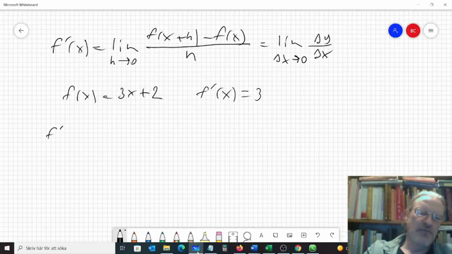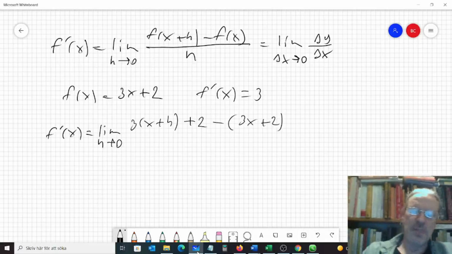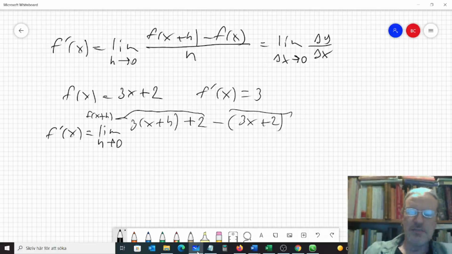So we say that f prime of x equals the limit as h goes to 0 of our function, but x plus h plugged into that, so that will be 3 times x plus h plus 2 minus 3x plus 2. So this first part here is then the f of x plus h, right? And this part here is our f of x. And we divide that by h.